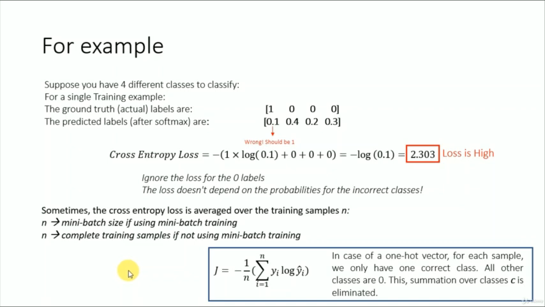Sometimes the cross entropy loss is averaged over the training samples n. Here n is the mini batch size if you're using mini batch training, and if you're not using mini batch training, then n is just the complete training samples. At the end you compute the loss for all the samples and then just take the average, so you divide it by n.